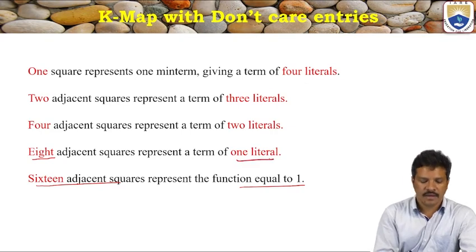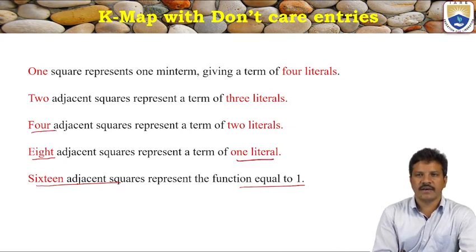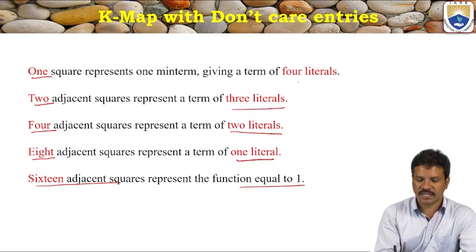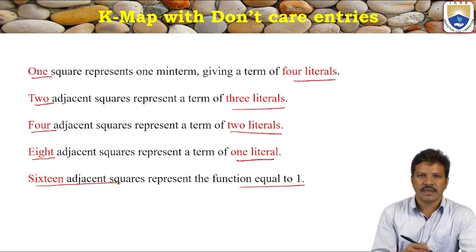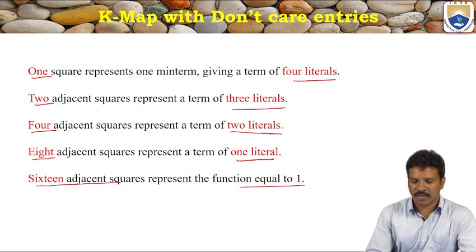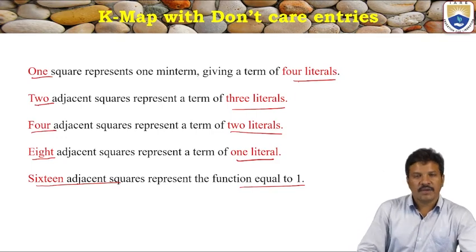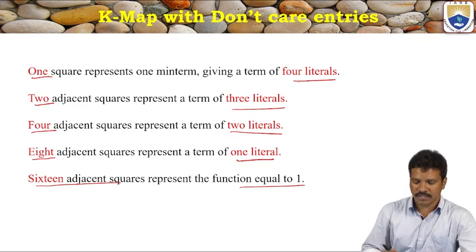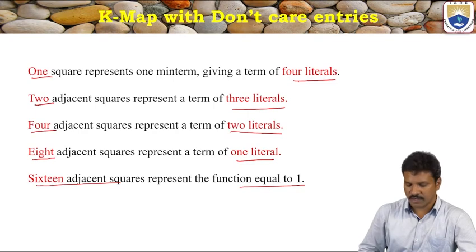And if 4 adjacent squares are there in the 4-variable K-map, the result is 2 literals. If 2 adjacent squares are there, 3 literals. If 1 square is there, 4 literals. So for n variables, a group of 1 square gives n literals, and so on. When we remember this, while creating the 8-one box, 4-one adjacent box, 2 adjacent box, and 1 square box, we get the corresponding literals, so that we can easily identify the Boolean expression.